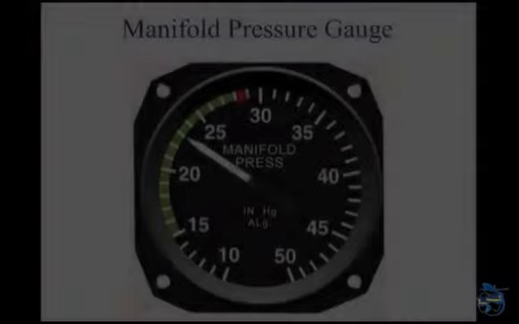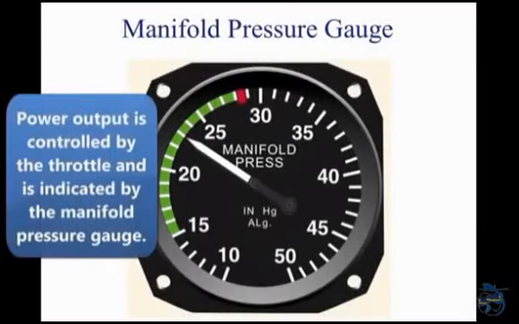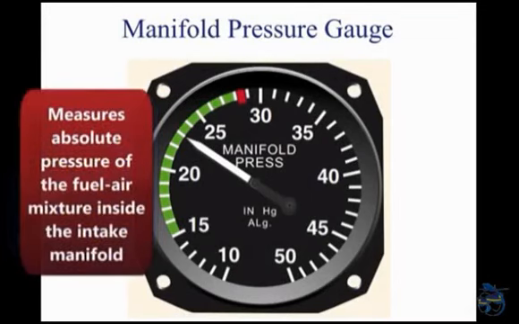Once a specific RPM is selected, a governor automatically adjusts the propeller blade angle as necessary to maintain the selected RPM. On aircraft equipped with a constant speed propeller, power output is controlled by the throttle and indicated by a manifold pressure gauge. The gauge measures the absolute pressure of the fuel-air mixture inside the intake manifold and is more correctly a measure of manifold absolute pressure.